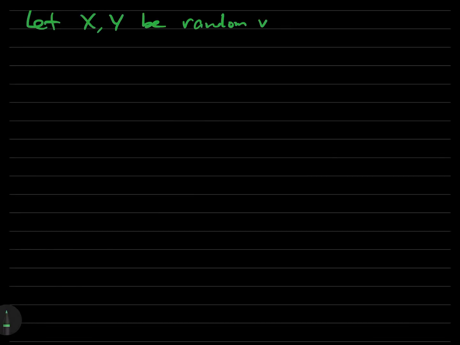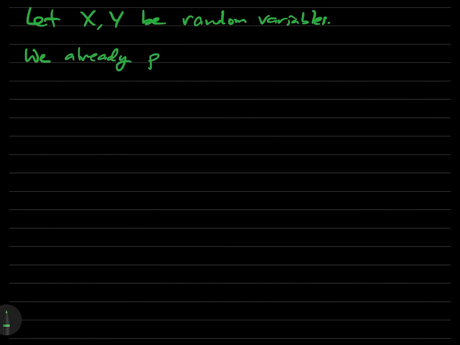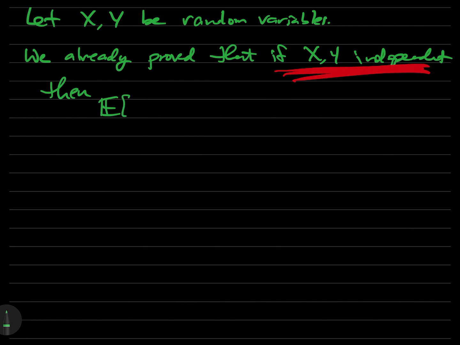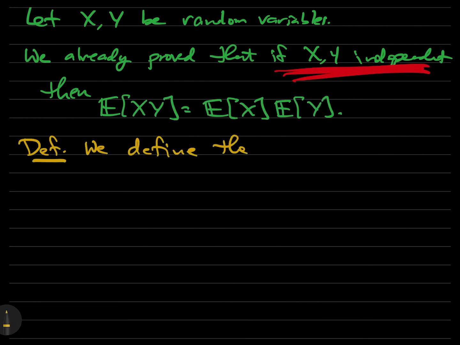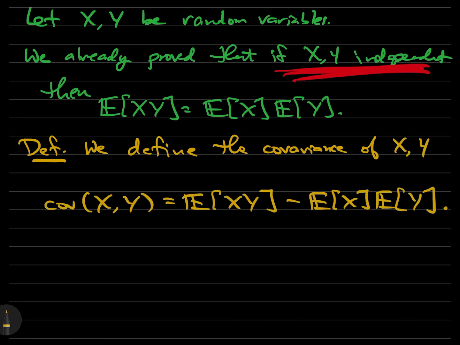Okay, if x and y are two random variables, we've already proved that if x and y are independent, then the expectation of their product is the product of their expectations. Let's define the covariance of x and y to be the expression: the expectation of xy minus the expectation of x times the expectation of y. If x and y are independent, this covariance is automatically 0.